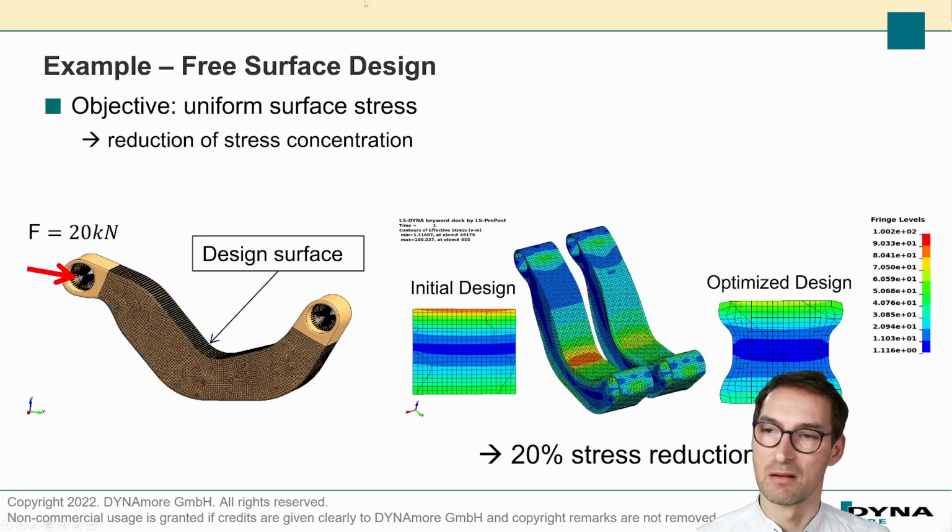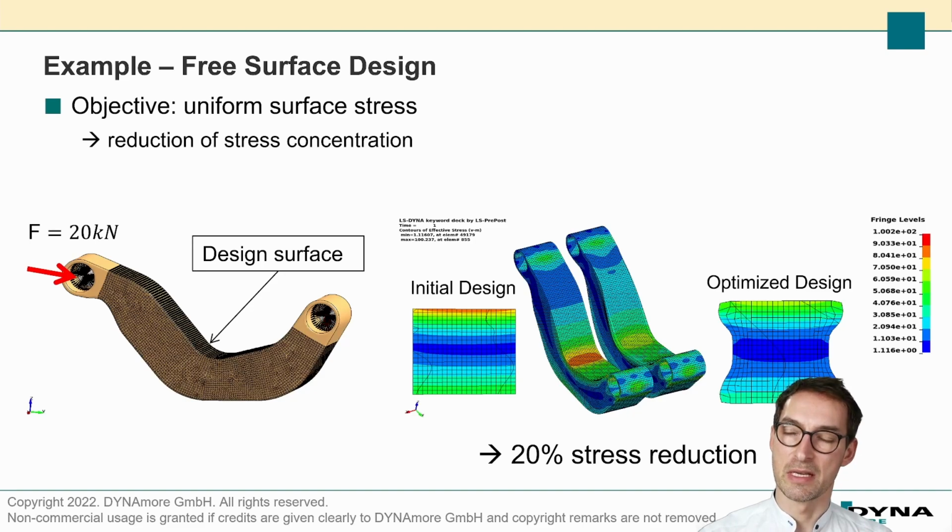So this is a very simple one. That's a connecting lug. We have a load here, we have a constraint here, and we want to find the optimal design in between the constraints. And the question is, can I reduce the stress concentration? So if I take the initial design with a rectangular cross-section area, I do find in the simulation the stress concentration here. So I can use this to run a topology optimization.